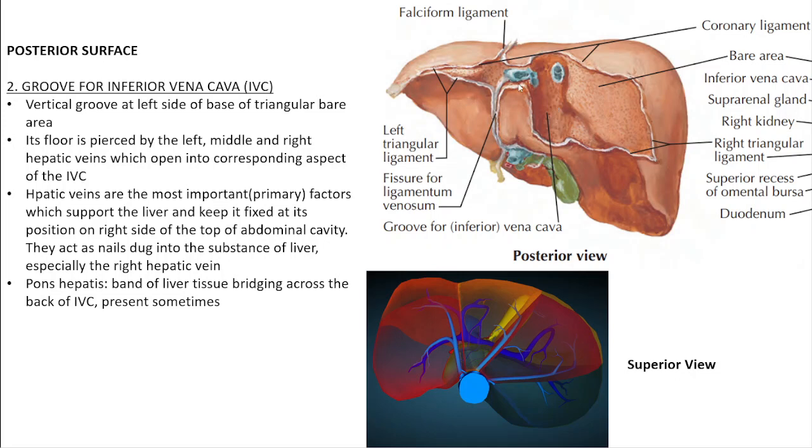The important thing about hepatic veins is that they are the most important supports of the liver. Now this is a superior view of the liver where I have made the liver transparent. Here you can see this is the left hepatic vein, the middle hepatic vein, and the right hepatic vein. They are all entering the inferior vena cava. This was the groove for inferior vena cava on the posterior surface in which the inferior vena cava is lodged. You can see the hepatic veins are like nails dug into the substance of the liver.